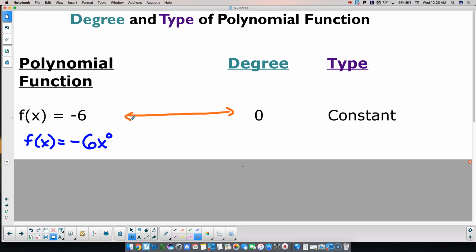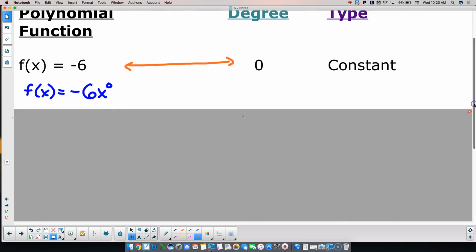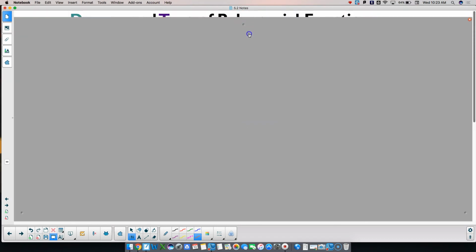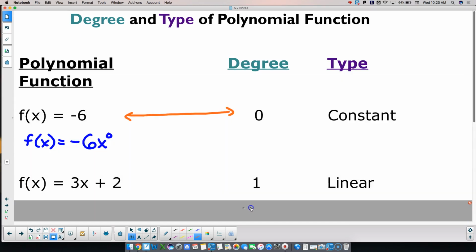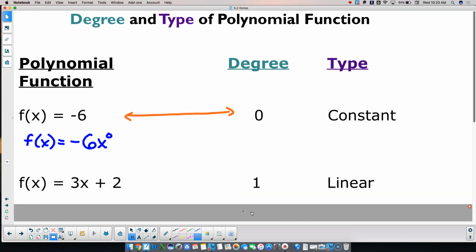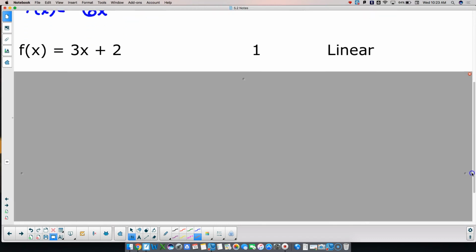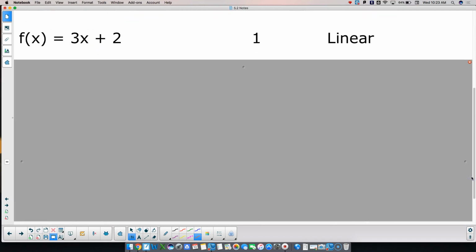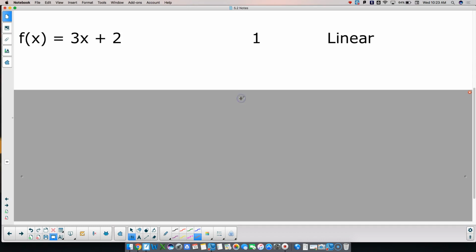The next style of function is a degree of 1. We've seen those before. Those are linear functions. We just spent a chapter graphing and dealing with linear functions.